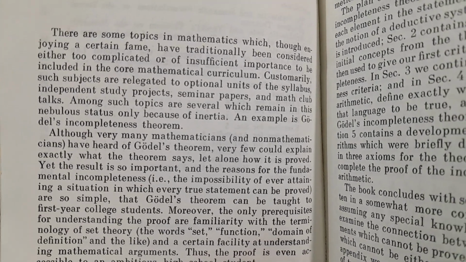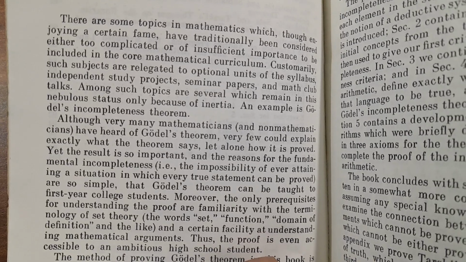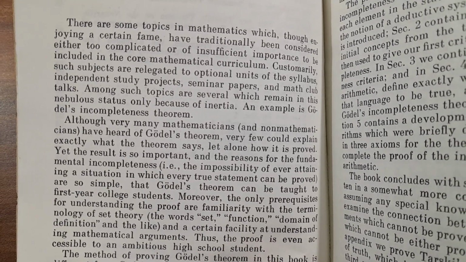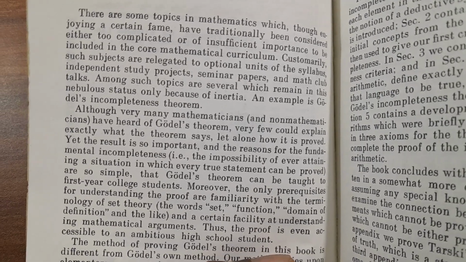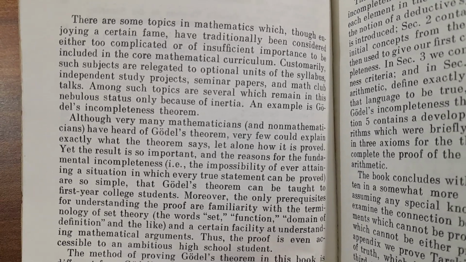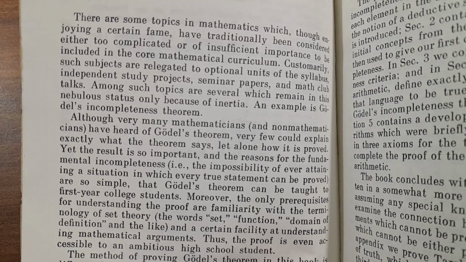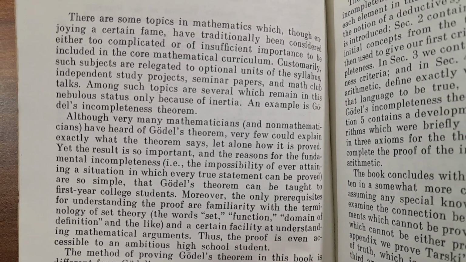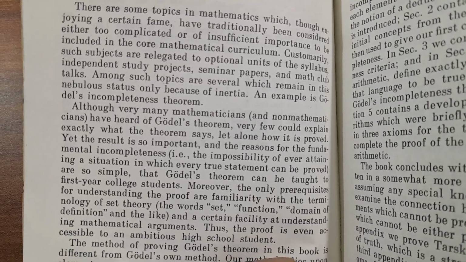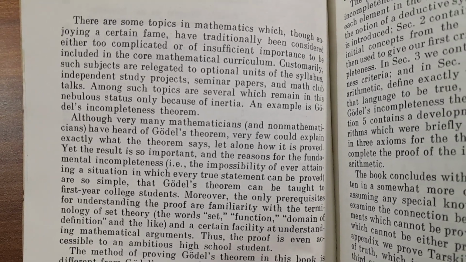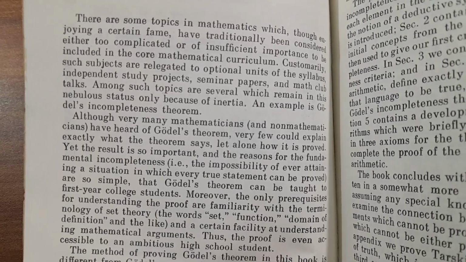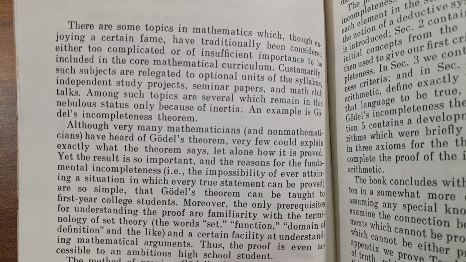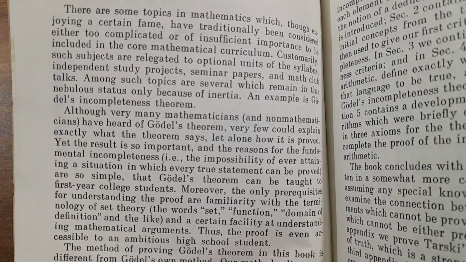Yet the result is so important, and the reasons for the fundamental incompleteness, that is, the impossibility of ever attaining a situation in which every true statement can be proved, are so simple that Gödel's theorem can be taught to first-year college students. Moreover, the only prerequisites for understanding the proof are familiarity with the terminology of set theory, the words sets, function, domain of definition, and the like, and a certain facility at understanding mathematical arguments. Thus, the proof is even accessible to ambitious high school students.